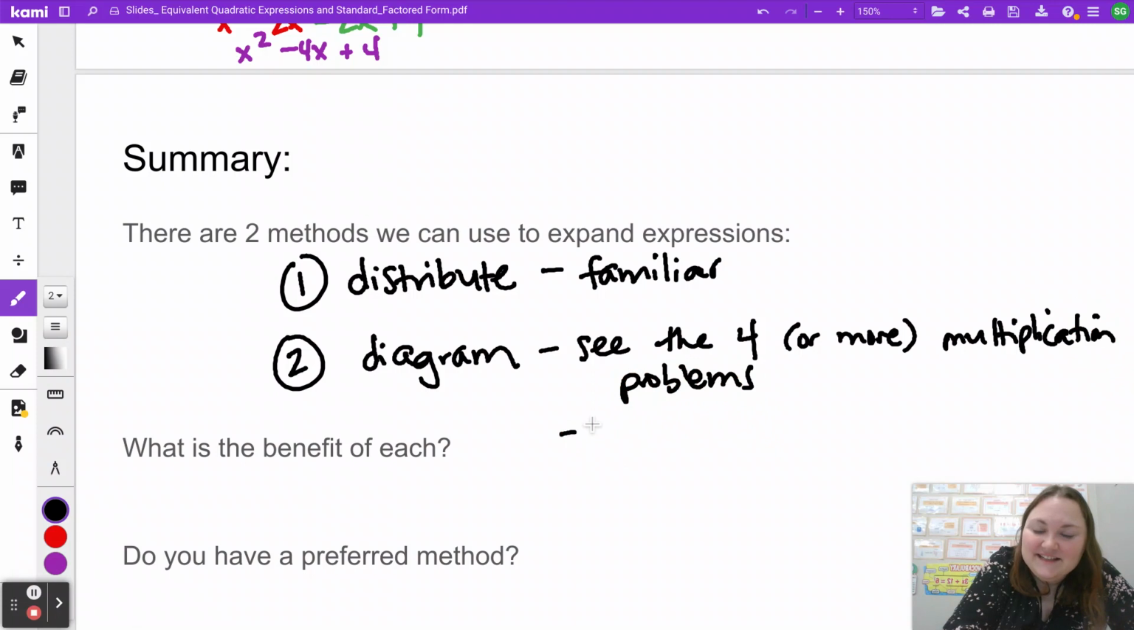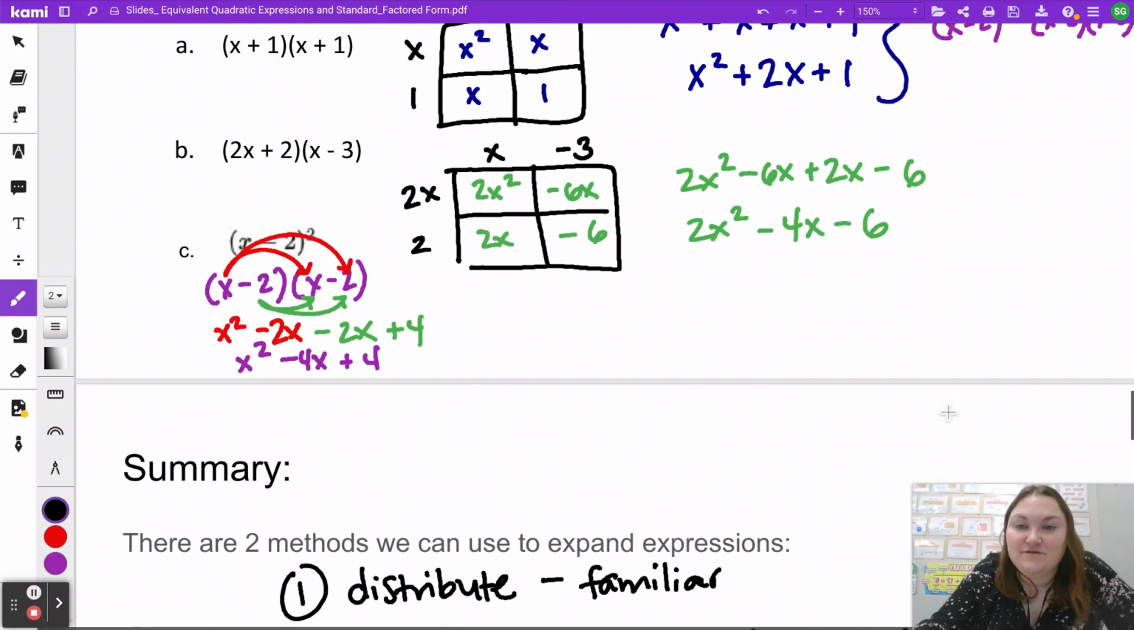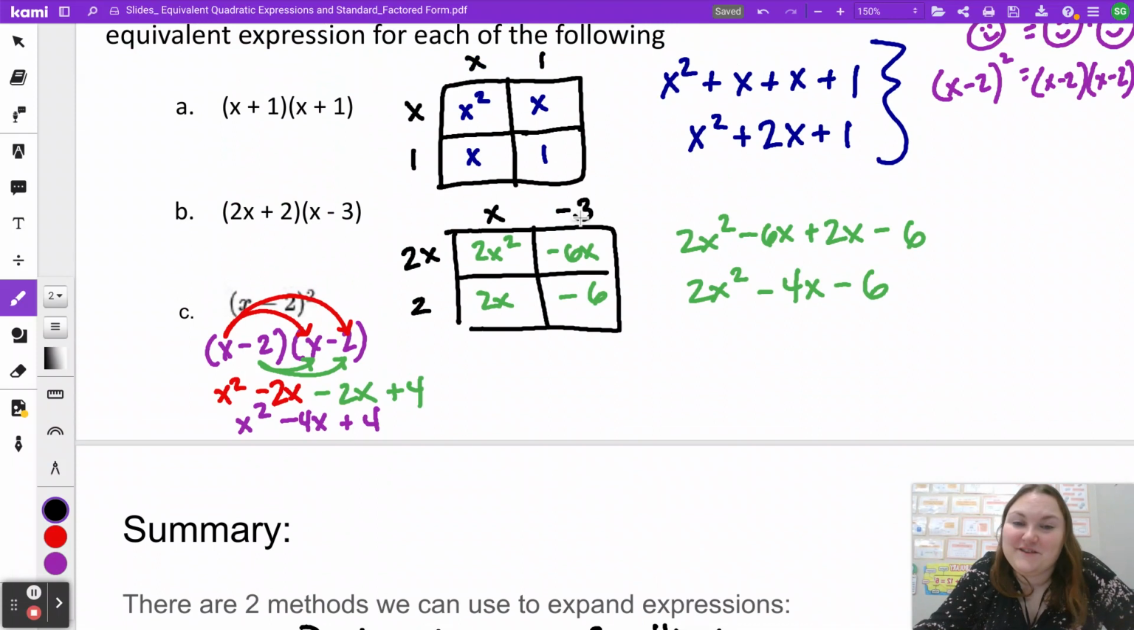And I also think it's helpful with negatives. It means you can't miss a negative sign because you've got it right in front of the 3 right there when you go to do that multiplication. And so I think this can be helpful if you're getting really confused with the distributing or forgetting what you've already multiplied and what you still need to multiply. This keeps it a lot more organized.